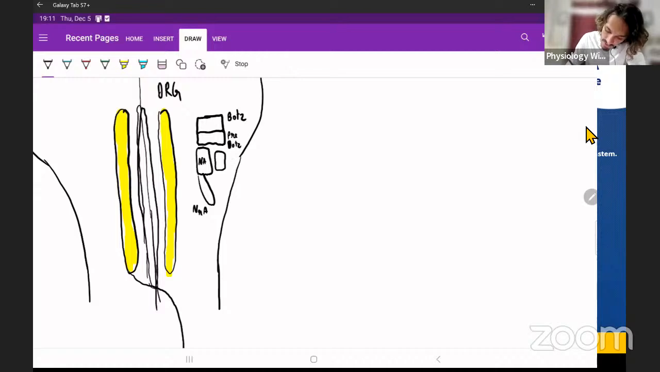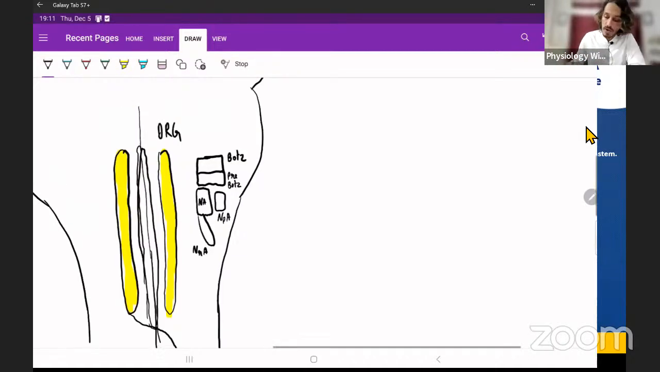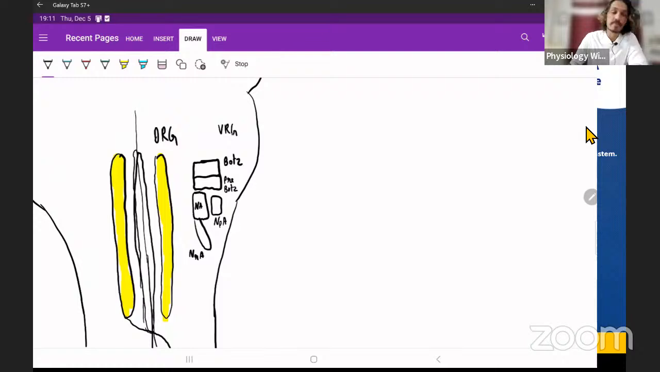Okay, so what do we have so far? Bötzinger complex, pre-Bötzinger complex, nucleus ambiguus, nucleus para-ambiguus, and nucleus retro-ambiguus. This whole thing together will form what we call the ventral respiratory group. Now, how does the ventral respiratory group act? This is where, if you need any sort of overdrive mechanism, where you need to take in a deeper inspiration or exhale more forcefully, that is when your ventral respiratory group is going to come into play.